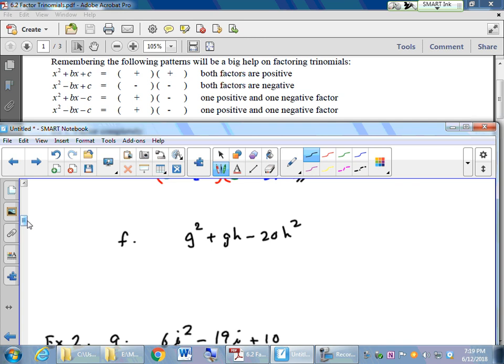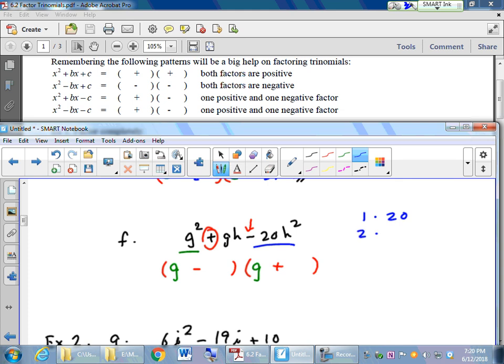Moving on to the next one. G. So as usual, the last term is negative and the second term is positive. So this last term being negative tells us we will have one negative factor and one positive factor. And the middle term tells us that after we subtract the numbers, we should get a positive. So as usual, g squared gives us g and g right here. And the last term is 20h squared. So with 20, we want to multiply two numbers to get 20 and subtract to get 1.